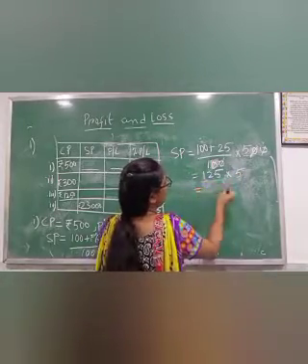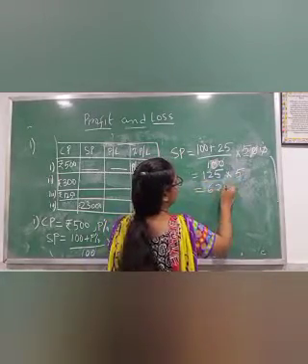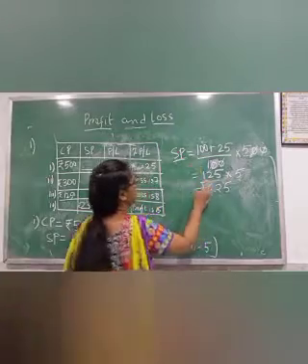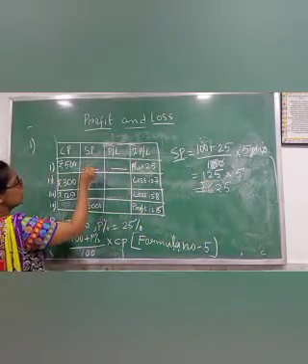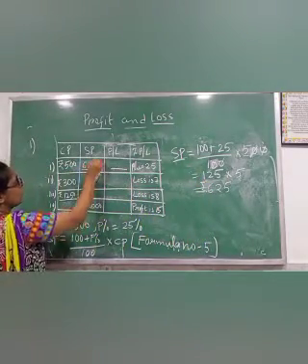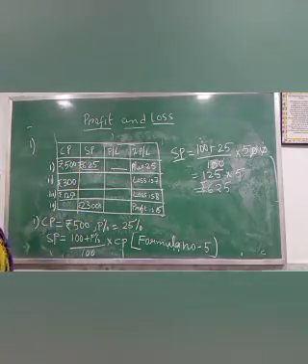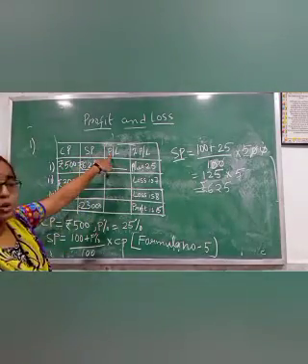125 into 5, how much will you get? 625. Means the selling price you are getting is how much? 625. So in this blank what will you write? 625 rupees. Now you have to find profit or loss.